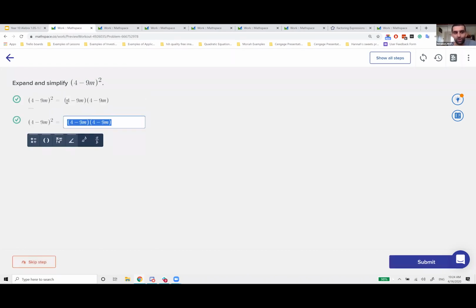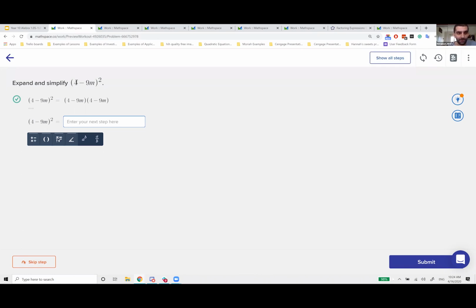And that's fine. You do it that way, and then you just do the exact same thing we did before, the 4 times the 4, and then the 4 times the minus 9m, and you just do the normal binomial expansion. That's fine, but there's a quicker way. If you want to work on speed, and if you're in an exam and you want to do things fast, there's a pattern here that we know: the minus 9m times the 4 is going to happen twice.